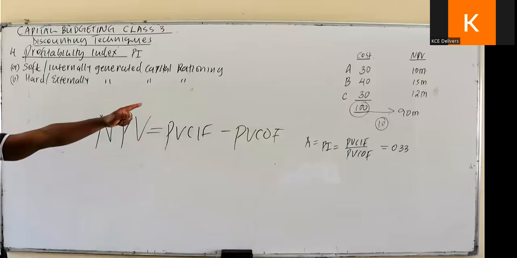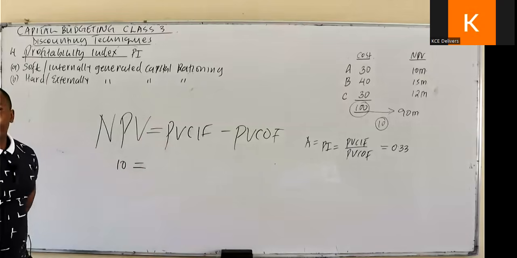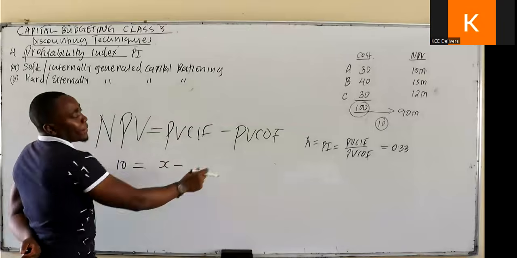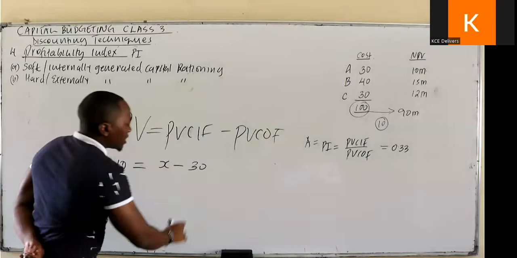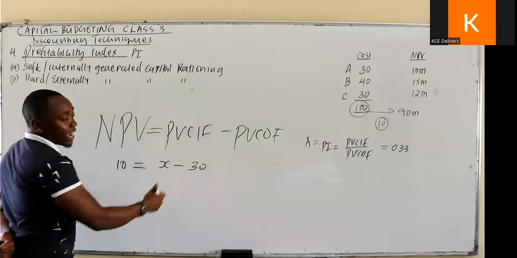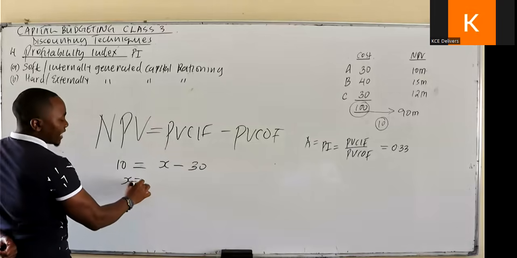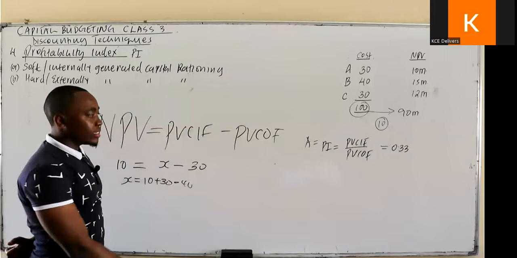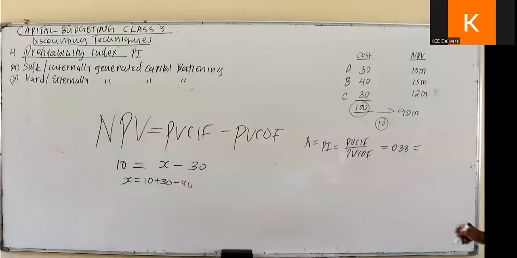Project A generated an NPV of 10 million. I have not given you this. Minus the present value of the cash outflow, the cost was 30. If the cost is 30 and they made a profit of 10, how much was the inflow? So X is 10 plus 30, you get 40.